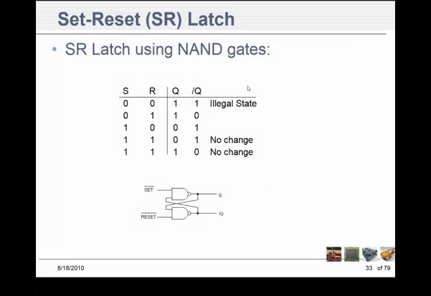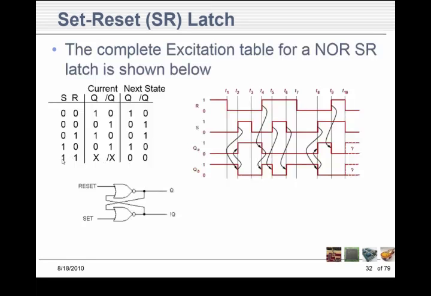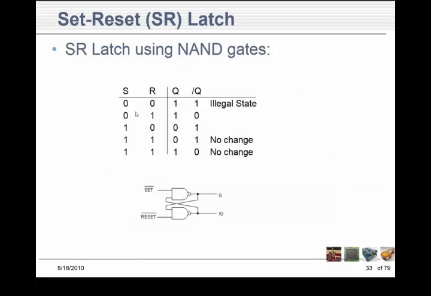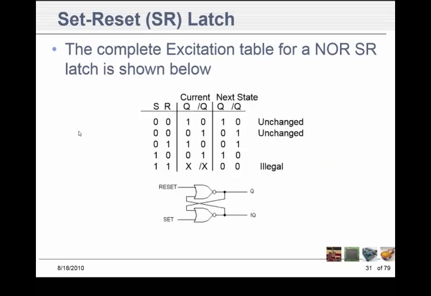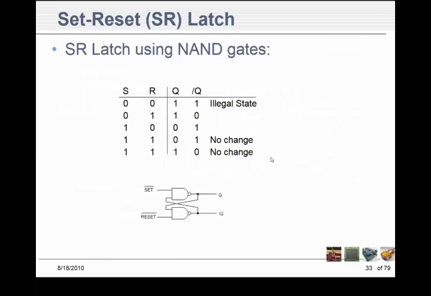Okay, using NAND gates, this is what you got. Okay, it's active lows. So here when we had 1, 1 at the input, that was invalid. So here, when we have 0, 0, we got the invalid state. Here we had 0, 0 was a no change state. Here 1, 1 is the no change state.